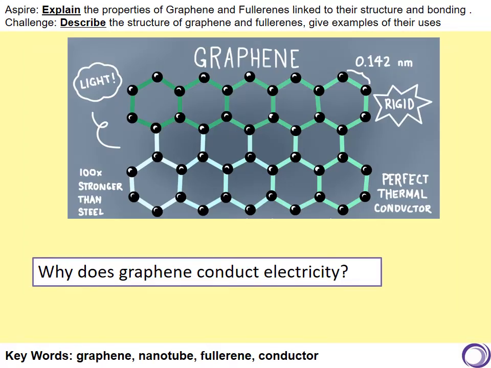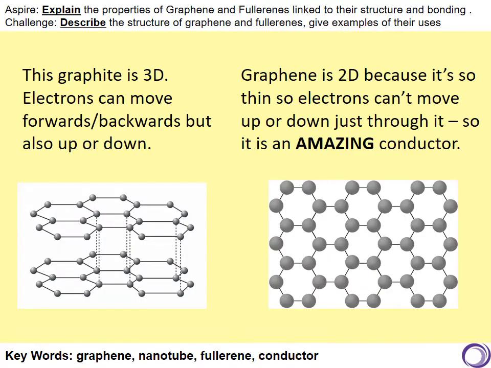So why then does graphene conduct electricity? So on the left we have graphite, and the electrons can move backwards and forwards but also up and down. Graphene is 2D, so it's much thinner than graphite, and the electrons can't move up and down, they can only move across. So whilst both of them have delocalized electrons, in graphene the electrons can only move across the structure, and that makes it a really good conductor.